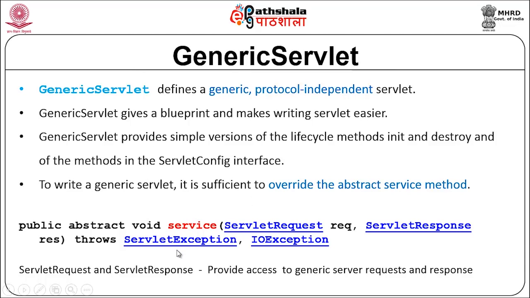To write a generic servlet, we have to override the abstract method called service. You define a class that extends GenericServlet, and override the service method. Within the service method you will write your executable code. This service method takes two parameters: one is the ServletRequest object, the other is the ServletResponse object. This provides access to the generic server request and response.